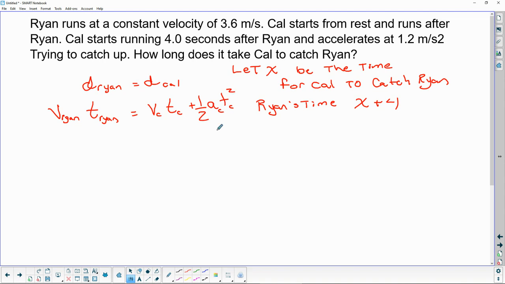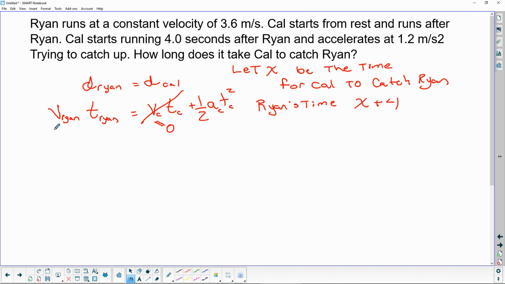Because we have our time here, we have our acceleration here. Now, Cal starts running after 4 seconds, so his initial velocity is 0. So this term drops out, because anything times 0 is 0. We don't have to worry about that part. So basically, we've got our equation to solve here, remembering that Ryan's time is x plus 4, and that Cal's time is just x.